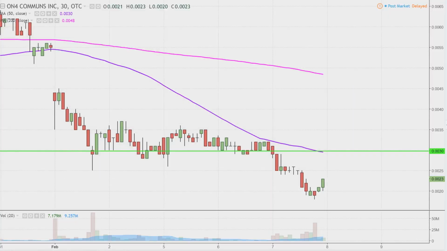Real quick, what do I mean by 30-minute in case maybe you're new to charts? Instead of each one of these candlesticks, as they're called, representing one day's worth of price action, each one represents 30 minutes. So while this may look like several days' worth of time, it's actually just today's price action broken down into 30-minute time slices.